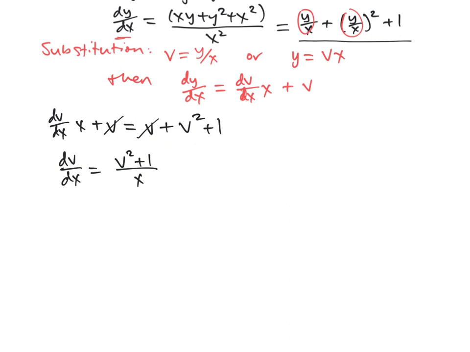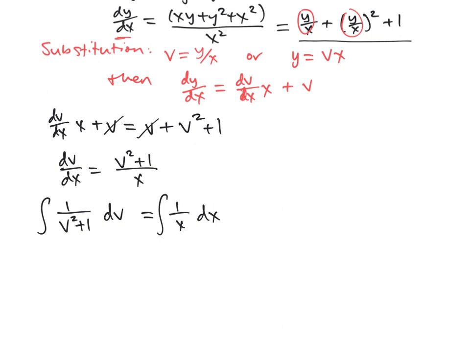Now we're in good shape because this is actually separable, right? So we get 1 over v squared plus 1 dv equals 1 over x dx. We can put all the v's on one side and all the x's on the other side, and then we can integrate. And these are pretty easy.